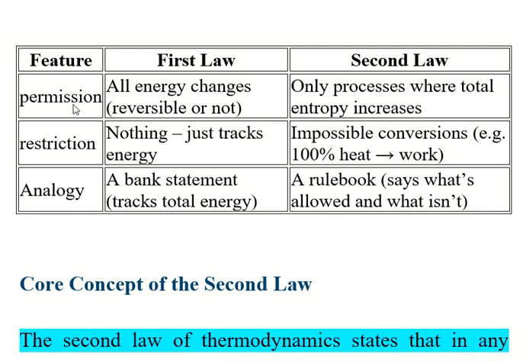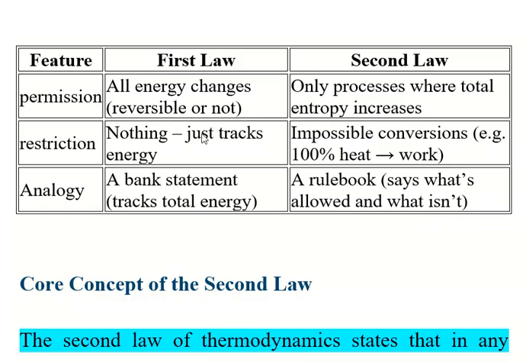What are the allowed processes in the first law and the second law? The first law focuses on the calculation of all energy changes, reversible or not, mostly in reversible processes, maybe irreversible too. In the second law, only processes where the total entropy increases are allowed. It focuses on those processes and reactions in which entropy is related.